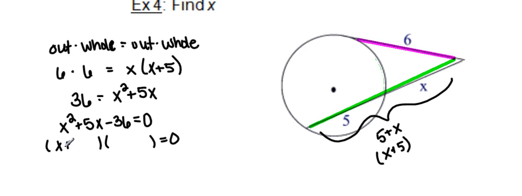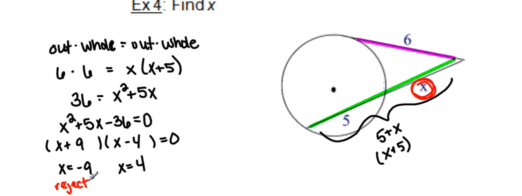So hopefully you ended up with x plus 9 for one factor and x minus 4 for the second, making your possible values for x negative 9 and positive 4. If I come over here and look at the picture, x represents the part of my green secant that's outside the circle. I can't have a segment that measures negative 9 units. So for this particular example, negative 9 is an inappropriate solution, and I'm going to reject it, making the length of my green segment equal to 4.